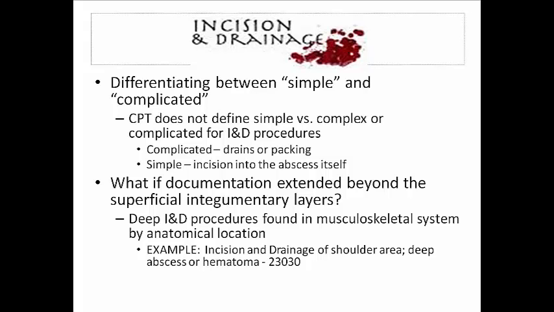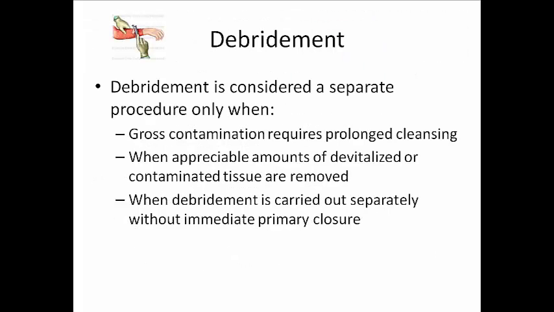Deep incision and drainage procedures are found in the musculoskeletal system by anatomical location, like we talked about in our previous slide. An example would be an incision and drainage, or I&D, of the shoulder area. That's a deep abscess or hematoma. The coder would be directed to the musculoskeletal system of the shoulder area, 23030.